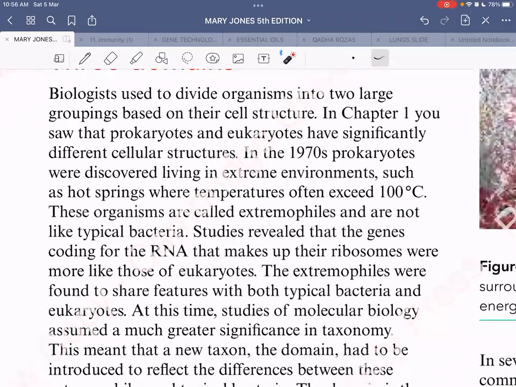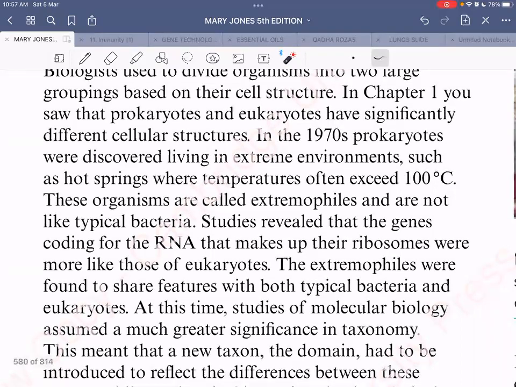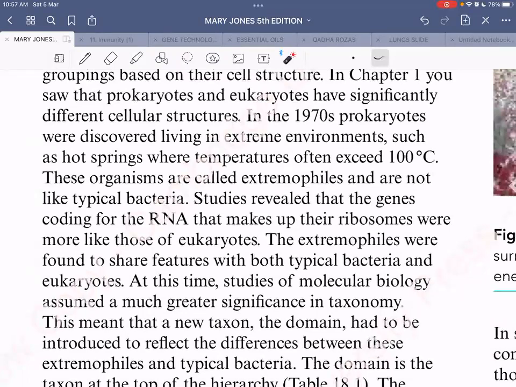In the 1970s, prokaryotes were discovered. कोई नए prokaryotes discover हुए थे, and you know the name of that prokaryote. ये जो hot spring में जो बैक्टीरिया ग्रो होते हैं, जिसमें से हमने टैग पॉलीमरेज निकाला था PCR के लिए. ठीक है? So those are some special prokaryotes. The name is thermophils because they love extremes of temperature, and these are special bacteria that can grow in extremely hot environments, right? So in the 1970s, prokaryotes were discovered living in extreme environments such as hot springs where temperatures often exceed 100 degrees Celsius. These organisms are called extremophils and they are not like typical bacteria.